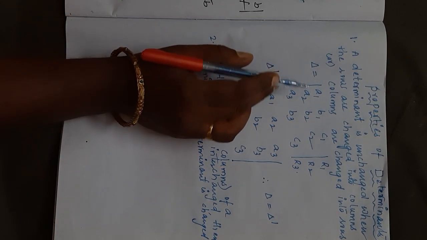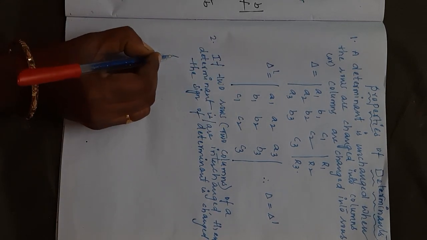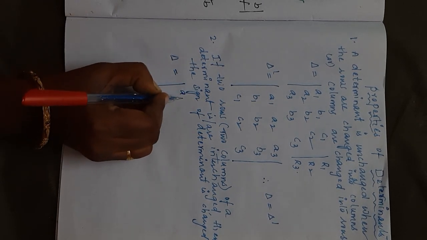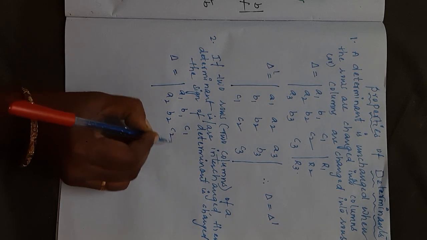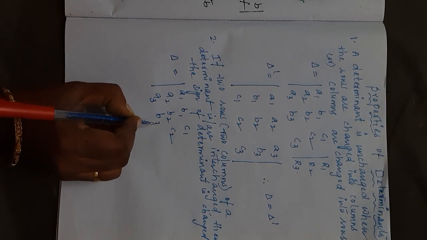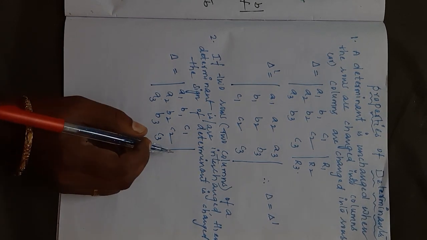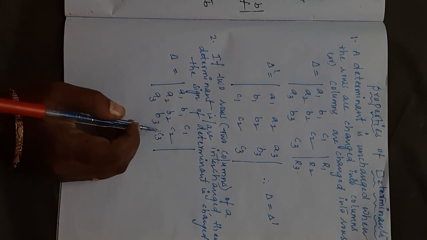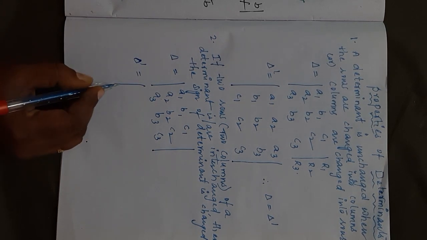Here delta is one matrix, delta dash is another matrix. Delta equals A1, B1, C1, A2, B2, C2, A3, B3, C3. Here I have considered the same example: delta equals A1, B1, C1, A2, B2, C2, A3, B3, C3. I have changed just two rows or two columns. Let delta dash be the determinant obtained.